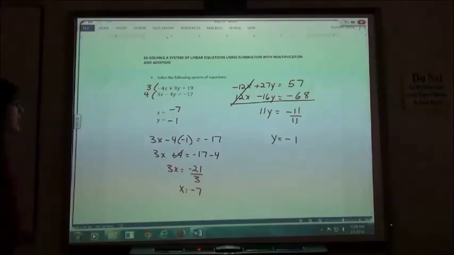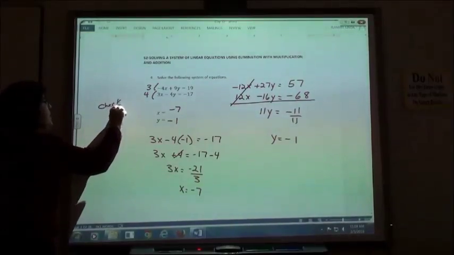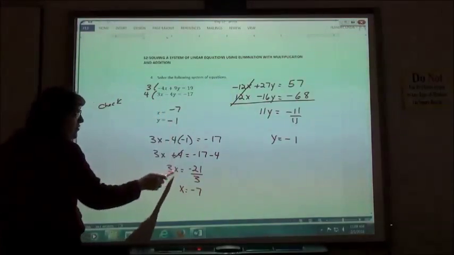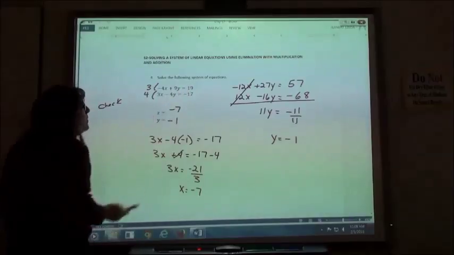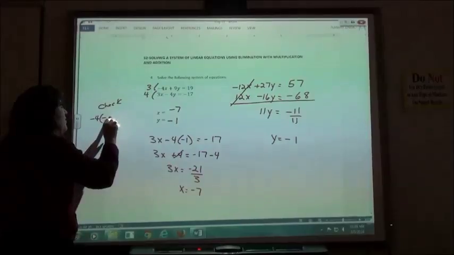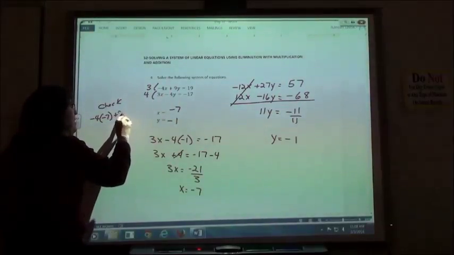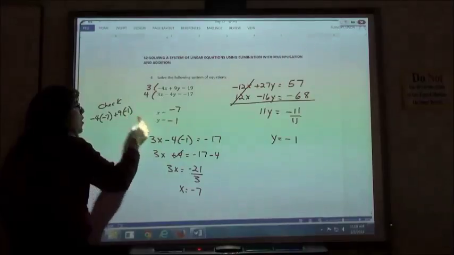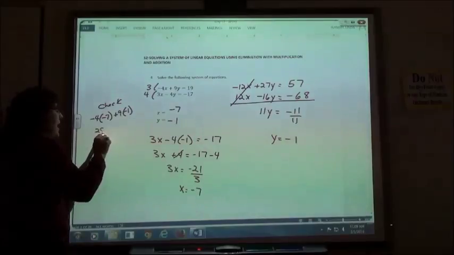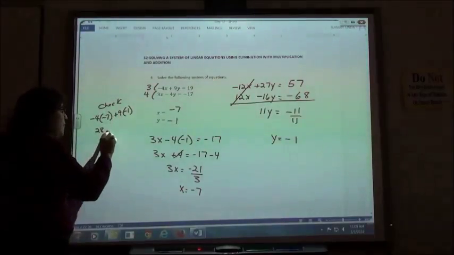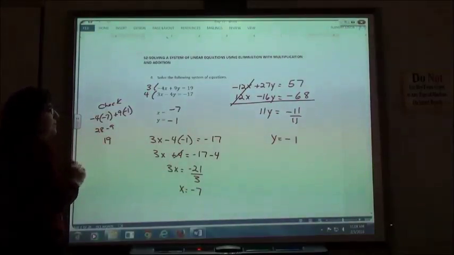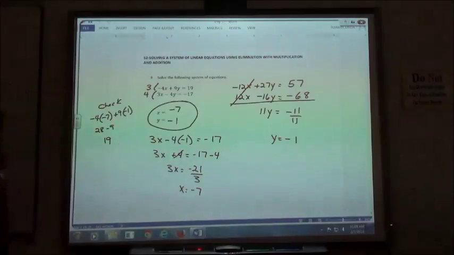Now again, if I want to check my answer, I'm going to check it in the opposite one that I used down here. So since I used the bottom equation to find my x value, I'm going to use my top equation to check. So I'm going to take -4 times my x value of -7 plus 9 times my y value of -1 to see if I get 19. -4 times -7 is 28. 9 times -1 is -9. 28 minus 9 is 19. Yep, it checks out. So those should be my solutions.